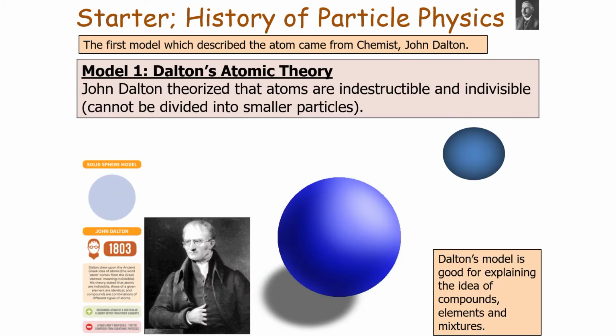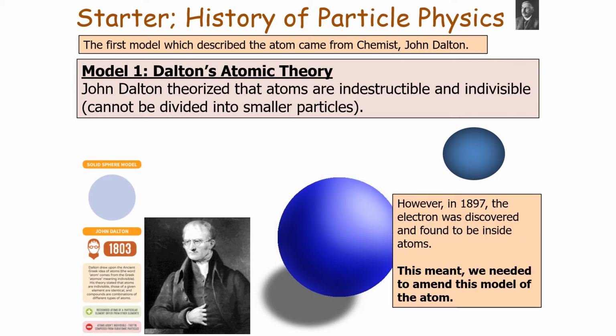Now, the first model which described the atom came from a chemist called John Dalton. John Dalton theorized that atoms are indestructible and indivisible. They can't be divided into smaller particles, which is a good idea when we explain compounds, elements and mixtures.